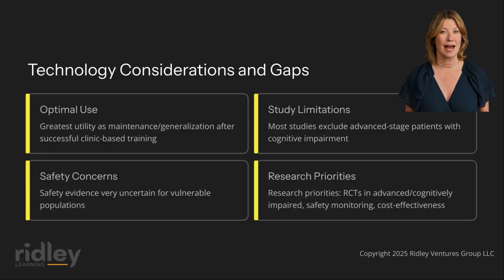Research priorities include adequately powered randomized controlled trials specifically recruiting advanced stage patients with documented cognitive impairment, systematic safety monitoring using validated instruments, and longer follow-up periods to assess durability of benefits. Studies should examine both efficacy under controlled conditions and effectiveness in real-world implementation contexts. Cost-effectiveness analyses will be important for informing clinical practice and healthcare policy as technology options proliferate. Comparative effectiveness research examining different technology modalities and combinations can guide clinical decision-making about technology selection for individual patients.